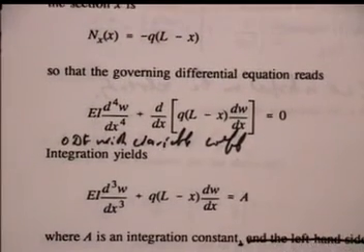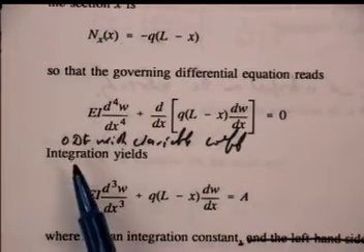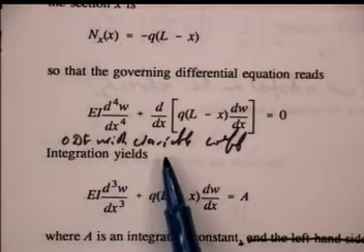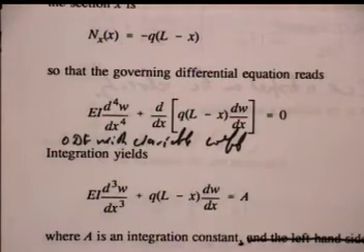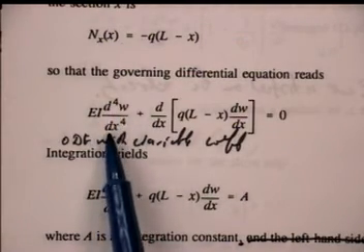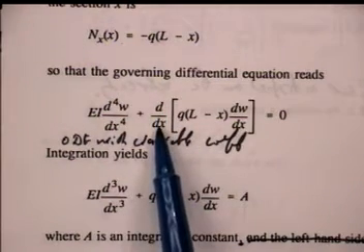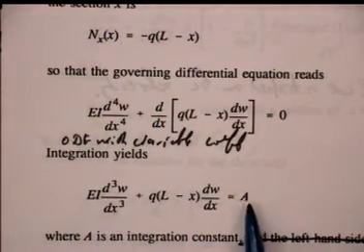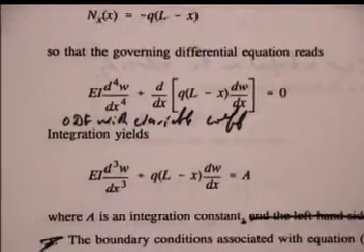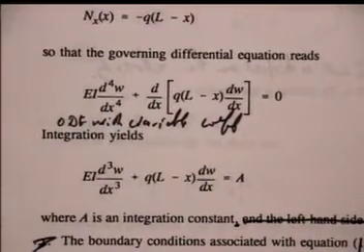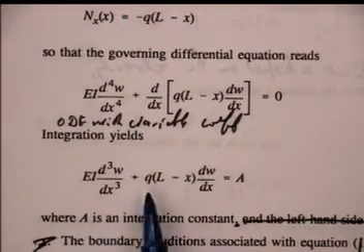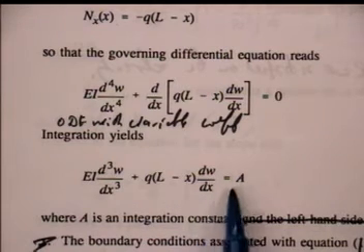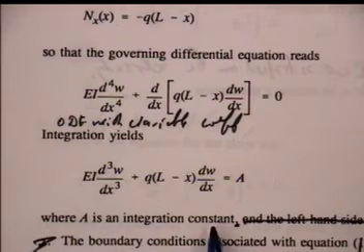Now, what is this? That is an ordinary differential equation with variable coefficients. It has a fourth-order derivative, and here we have d/dx, so we can integrate once and get a constant. So that is EI, third derivative of w with respect to x, plus q(L minus x) dw/dx equals A. A is an integration constant.